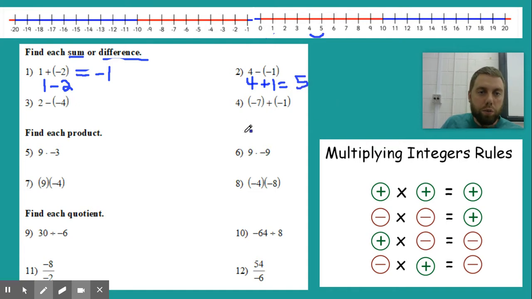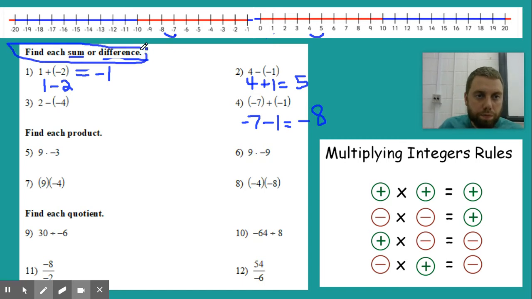Okay, last one I'm going to try to do is number 4. This one starts at -7, and you're adding -1, which is the same as subtracting 1. That's fully simplified right there. You start at -7. 1 in the negative direction gives you -8. Okay. Now, the number line can only be used for sums and differences.